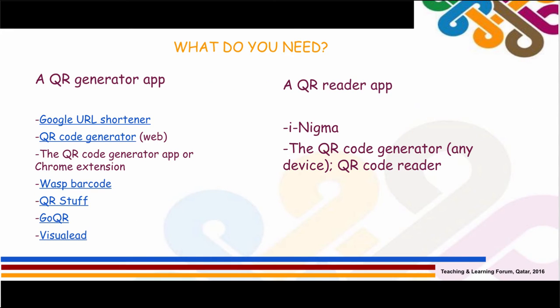So, what do you need to create a QR code or to read a QR code? To create a QR code, you need a QR generator app, and these are some of the most popular ones. I will talk about some of them a little later. My favorite QR reader app is Enigma. You can go to the App Store and pretty much download whichever you want. There might be some slight differences between them, but they pretty much serve the same purpose.